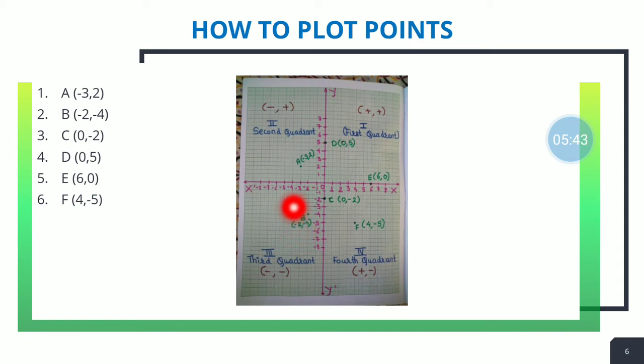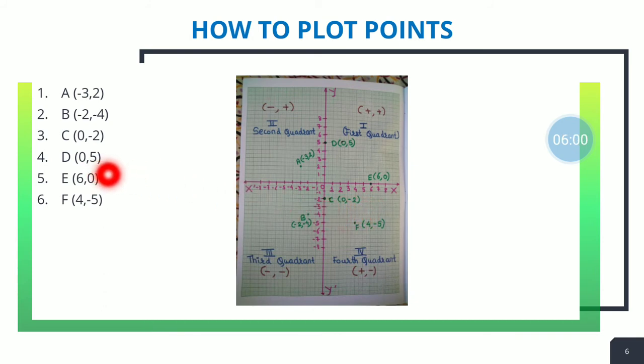C: point 0 comma minus 2. So I am at the origin. X is 0, so the point lies on the origin, but y is minus 2, so I have to move down towards minus 2 units. So my point lies over here, C: 0 comma minus 2.